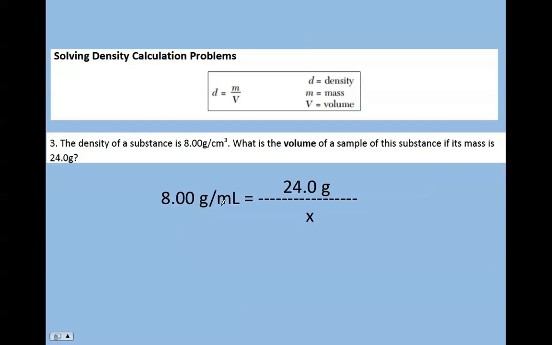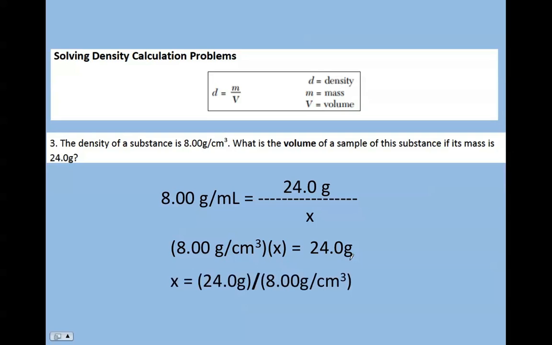The first thing that most students do is simply cross multiply here. We think of 8 being over 1. So we end up here, 8 times X is equal to 24. Remember, whatever is next to X, that's what you're going to divide both sides by. So I divide both sides by 8. I would end up with 24 divided by 8, which would give me 3.